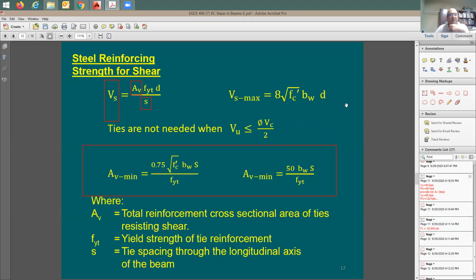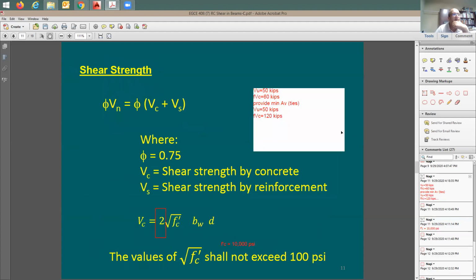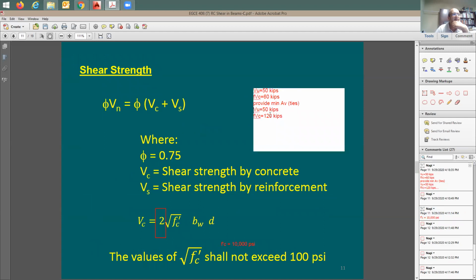Now let me go back one slide. The strength in this case is 120 for the concrete, and the demand is 50. So this demand is lower than 60, lower than 1/2 of this capacity. In this case, no ties are needed. So I'm going to say here, no ties are needed.